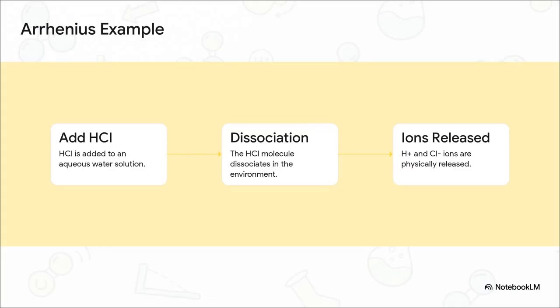Let's actually look at a step-by-step flowchart of this in action using hydrochloric acid. Over in Step 1 on the left, HCl is added to our aqueous water environment. Moving over to Step 2, the HCl dissociates. Now, follow the arrows right into Step 3. You can clearly see the physical release of that H+ ion into the water, separating entirely from the Cl- ion. But again, keep in mind this entire process is trapped inside that beaker of water.